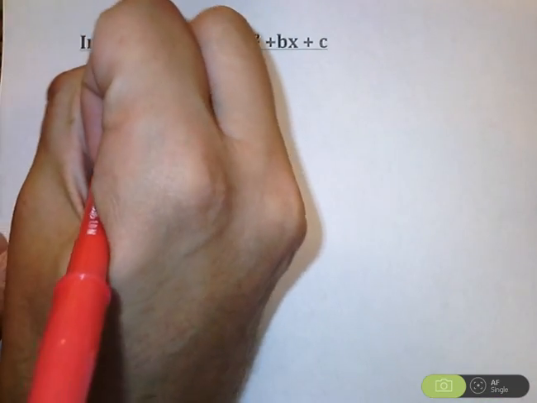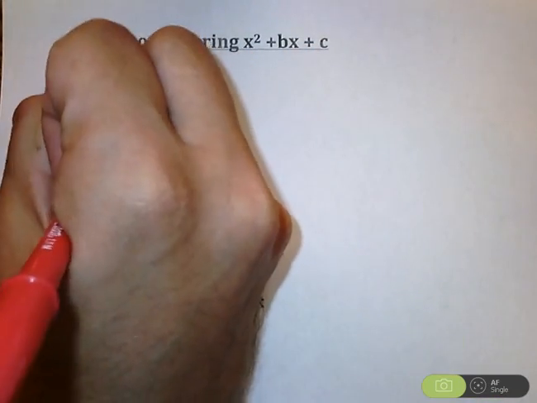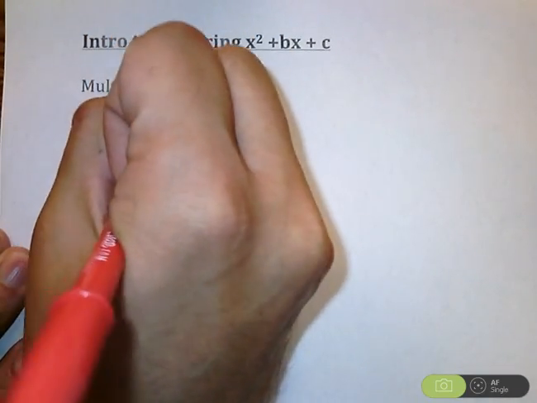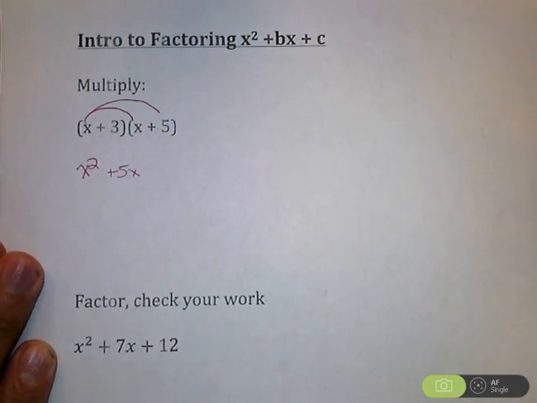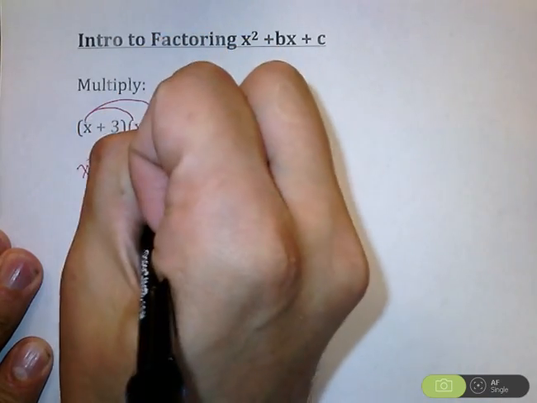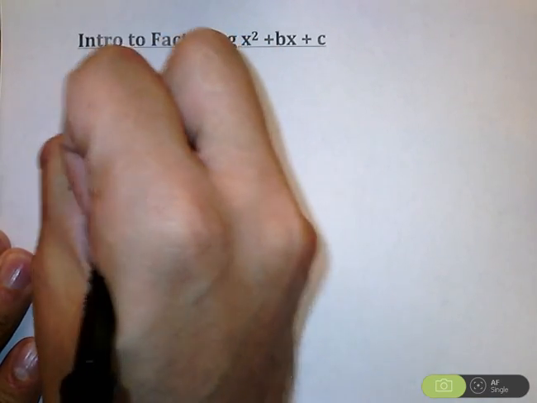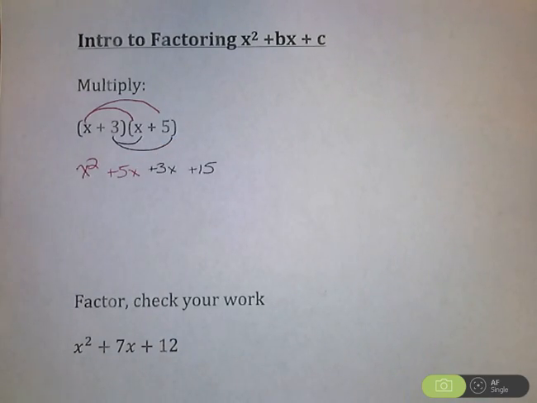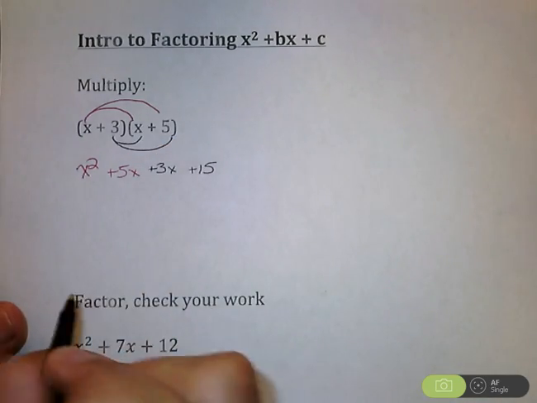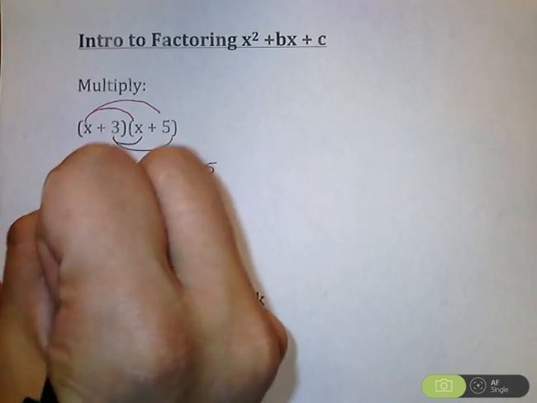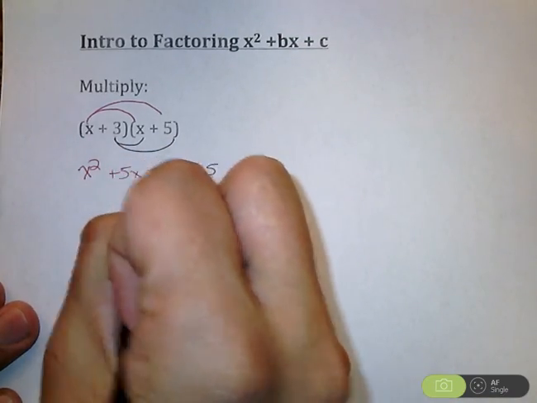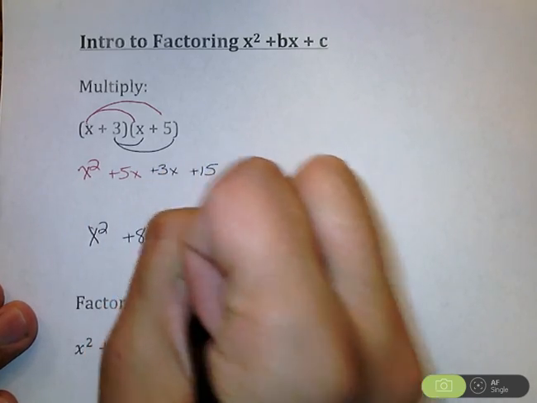So we're going to take x times x, which is x squared, x times 5, which is 5x, and then distribute the other piece there, which is a 3. 3 times x is 3x. 3 times 5 is 15. Now, when you combine like terms there, you start from the highest, go to the lowest. I have an x squared. 5x plus 3x is 8x. And then we have a plus 15.